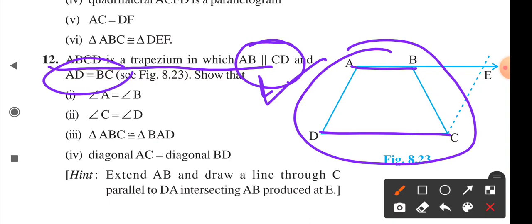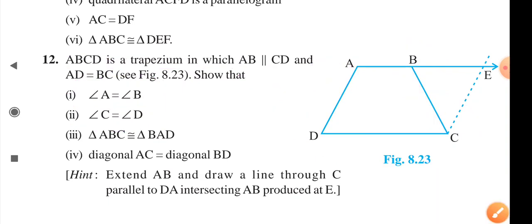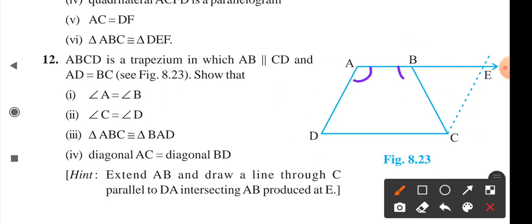And AD equal to BC. You can see that in a trapezium, the non-parallel sides are equal. It is given in the question. Now you have to prove that angle A is equal to angle B and angle C is equal to angle D. I will show you that angle A, that means this angle, equal to this angle, and angle D equal to angle C. These two angles we have to make equal.